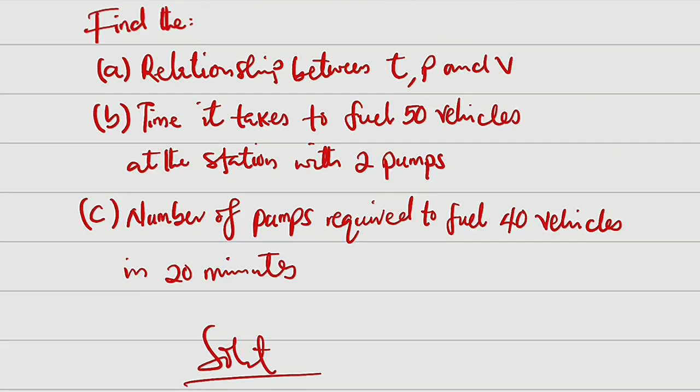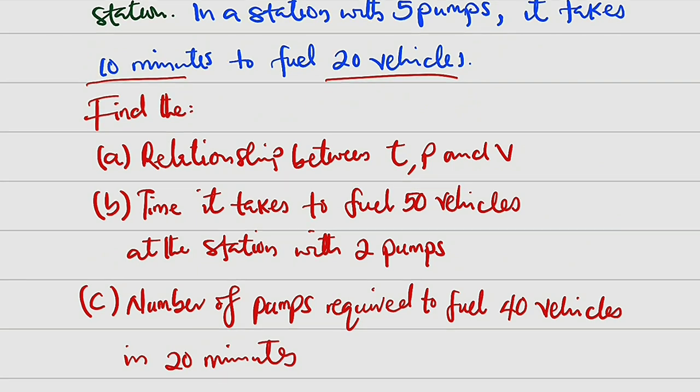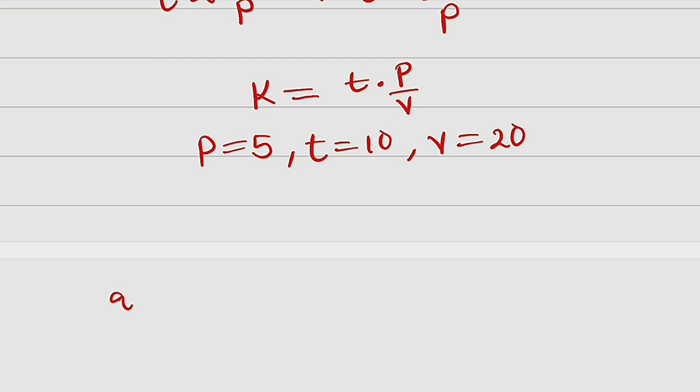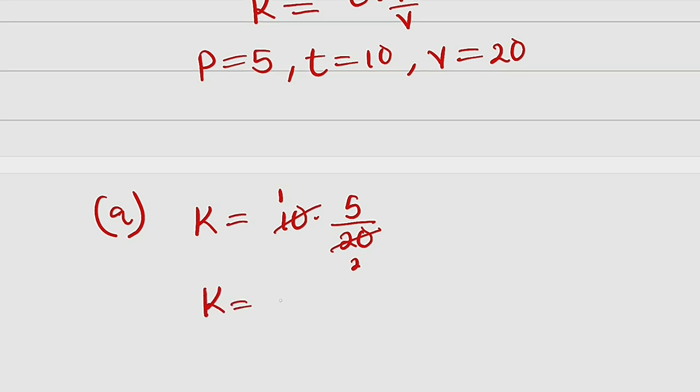Okay. The A part, we're asked to write the relationship between T, P, and V. So we have to find the value of K, then we substitute it where? Exactly here. So you can see that K will be equal to T, which is 10, multiplied by P. P is 5, then divide by what? 20. 10 can divide itself 1 time and it can divide 20 2 times. So we have K to be equal to 5 divided by 2.